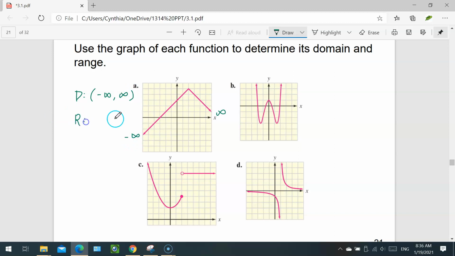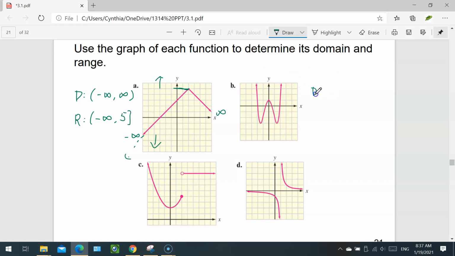For the range, we look at the lowest point on the y-axis up to the highest point on the y-axis. So here you can see there's a down arrow. So that means it will continue going down forever. So the range, the lowest point on the y-axis would be negative infinity. The highest point on the y-axis is here. So this will be the highest point. 1, 2, 3, 4, 5. So you put 5 and put a bracket because this is an endpoint.